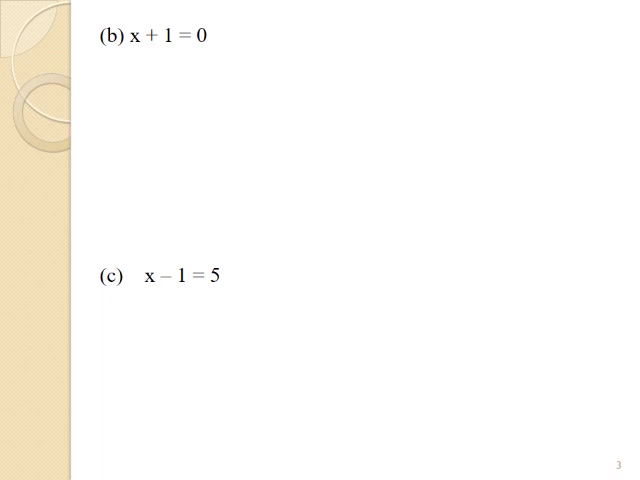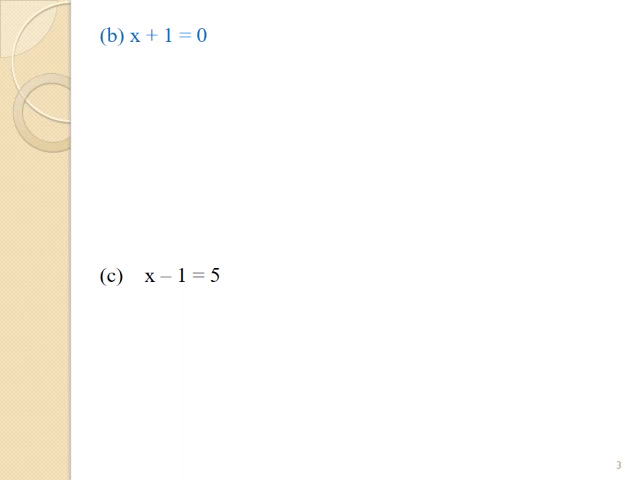Now, sum B. x plus 1 equals to 0. What should we do here? The answer of this question is very simple. In this equation, plus 1 is given. So we have to subtract 1 from both sides of the equation. That is, we have to use subtraction law. So let's subtract 1 from both the sides of the equation.